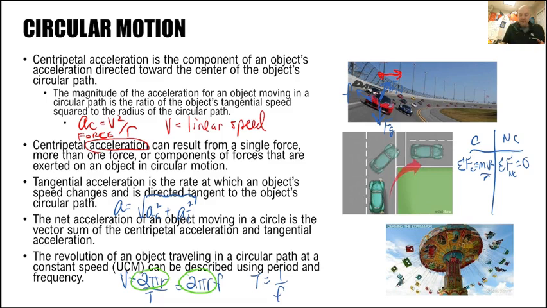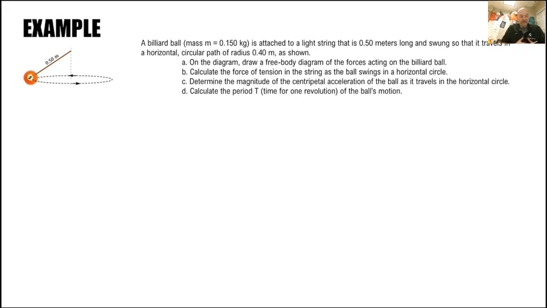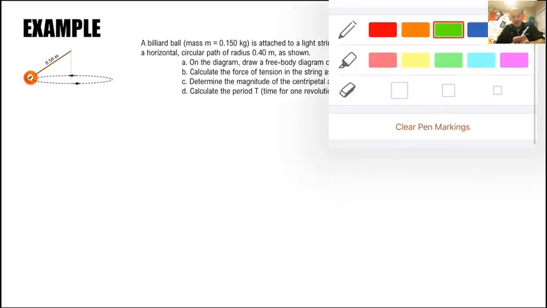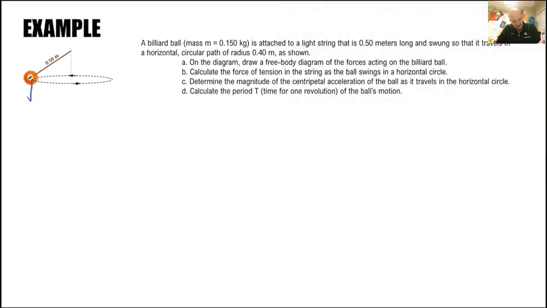So let's look at an example problem using this. Here we have a billiard ball attached to a light string of 0.5 meters, swung so it travels in a horizontal circular path as shown. This is what they call a conical pendulum. On the diagram, draw a free body diagram of the forces acting on the billiard ball. So let's do that real quick. On our diagram, you would have the weight of the billiard ball down, you would have the tension going up and to the right, and those are the only forces acting.